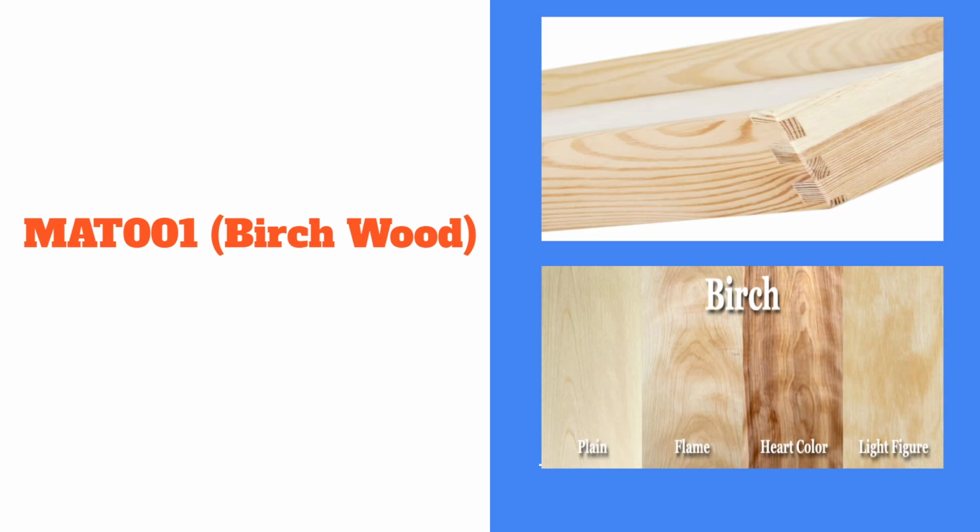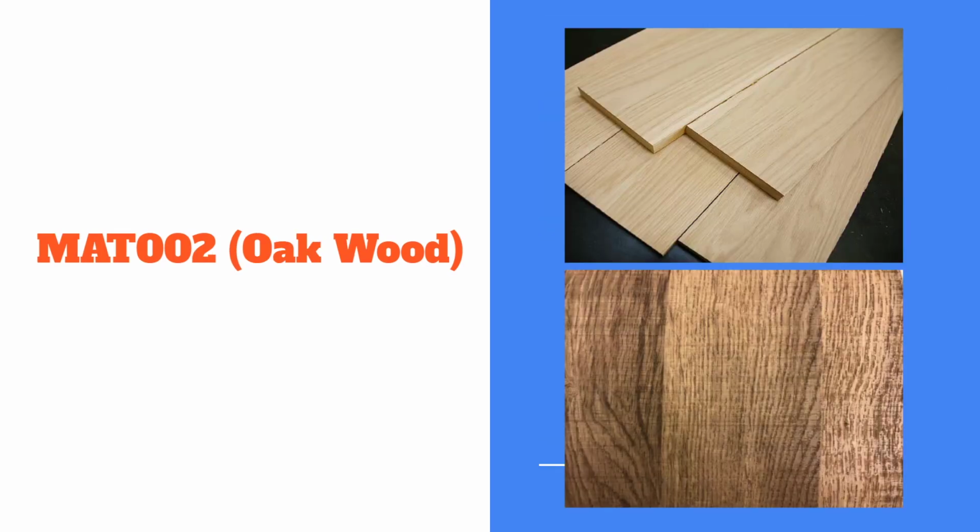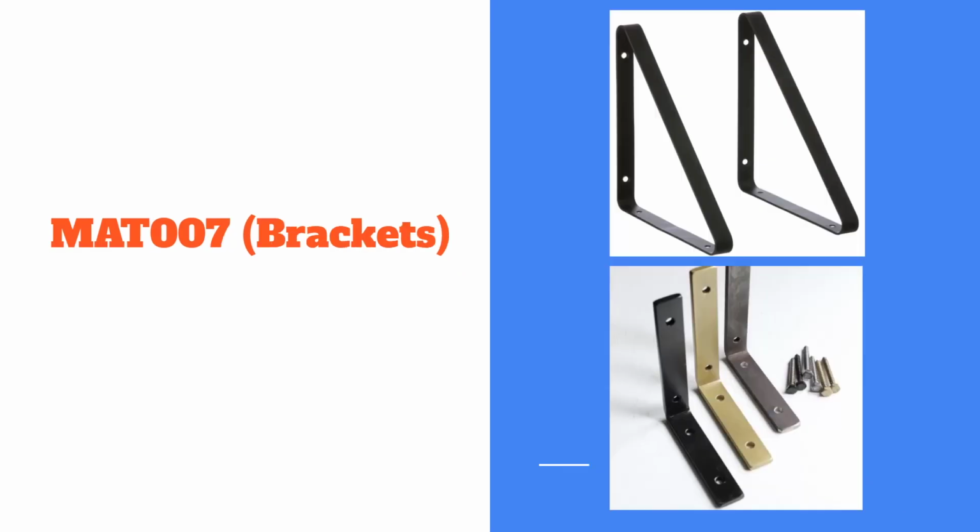The cost of this product is quite high due to the fact that it is a fine wood sought after by the client. The second material is oak wood and has a high cost due to the same circumstances of the birch wood. In the third material we find the supports of the shelves that give shape to the shelving.